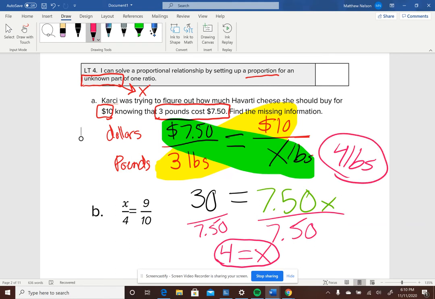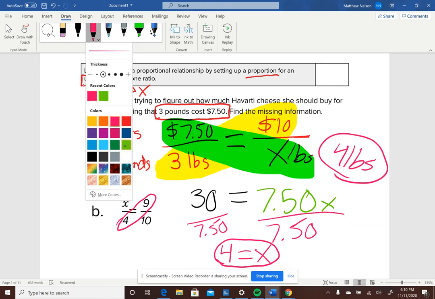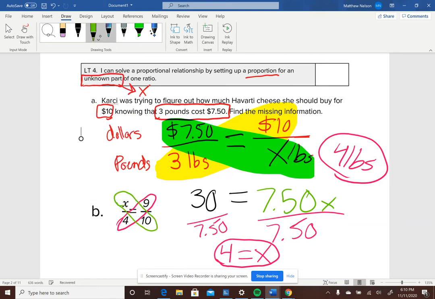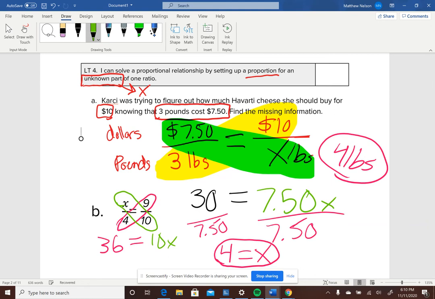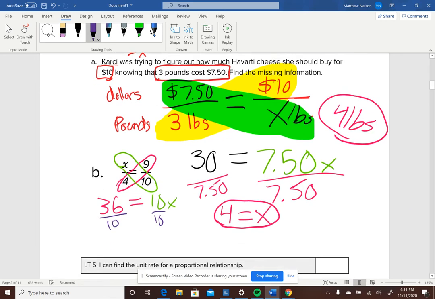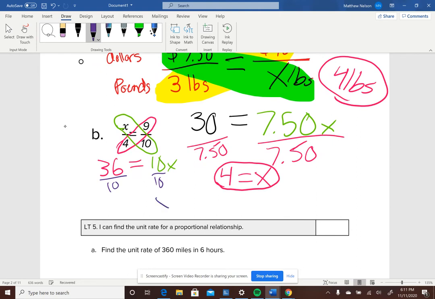All right, now we're looking at part B. Same deal here. I'm going to cross multiply, and I'm going to cross multiply. So that leaves me with 36 for 4 times 9, and that's going to equal 10 times x, which is just going to be 10x. And so from here, I want to get x by itself, and so I'm going to divide by 10, and then divide by 10. And so here I'm going to have x by itself, right? Got rid of the 10 here.